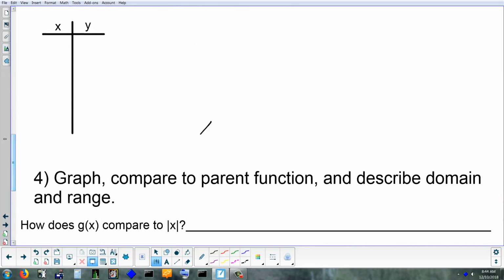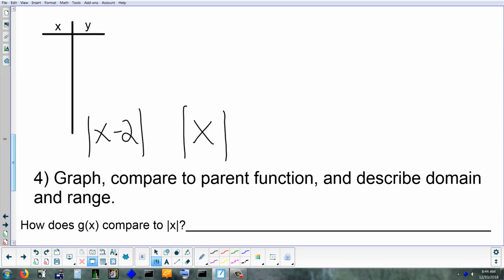Remember, the parent function's this. You don't have to write this. But when I ask about comparing it, it means how does this compare to the parent function? Yeah, this is like the king of all absolute value functions. All others must bow down to this. All right? So graph, compare to the parent function, what's going to happen, and then we're going to describe the domain and the range.